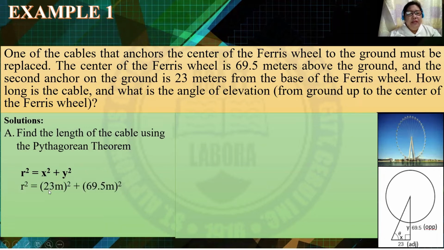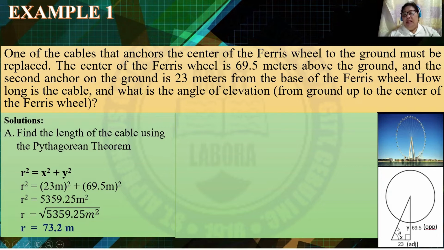So replace 23 m to x, 69.5 m to y, and then square each. Then the result now is 5,359.25 meters squared. Then we have to extract the square root of 5,359.25 meters squared. So R is equal to 73.2 m. So this side, which we represent by R, or the hypotenuse, is equivalent to 73.2 meters.